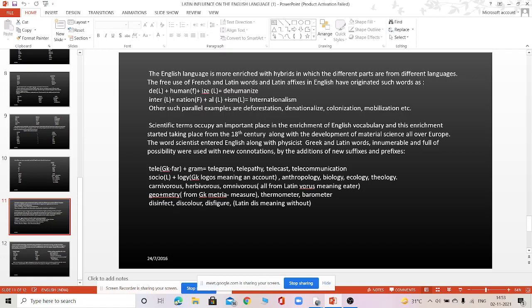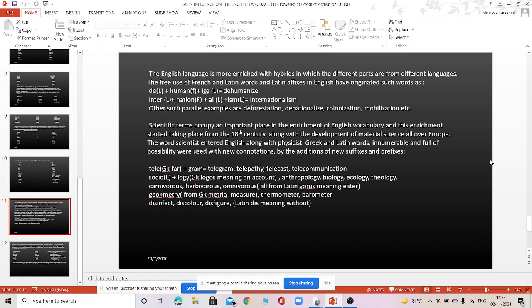So this word scientist, along with physicist, these came from Greek and Latin origin. Science in Latin actually means knowledge. So the word scientist would mean a specialized channel of knowledge, a person who specializes in a special branch of knowledge. So that would be a scientist.